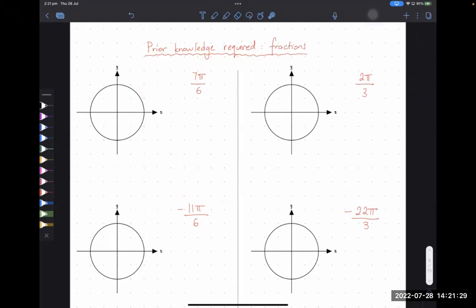What we're going to do now is actually locate where these angles are on the unit circle. So what we need to do is break this up. Now we have a look at the denominator here. And I noticed that.